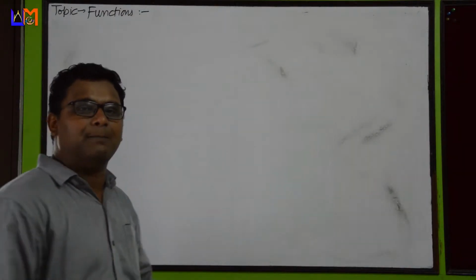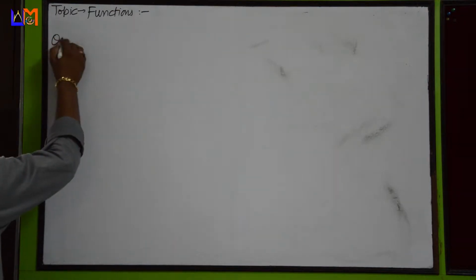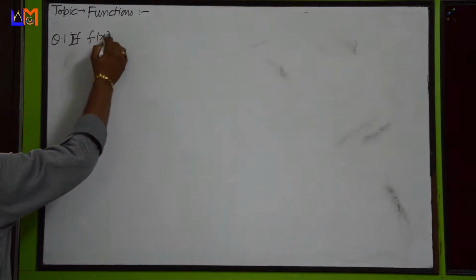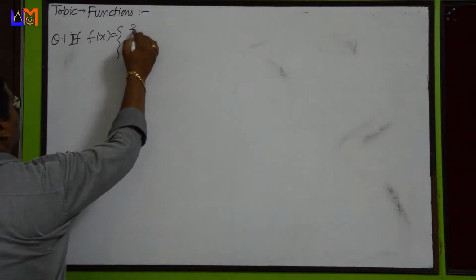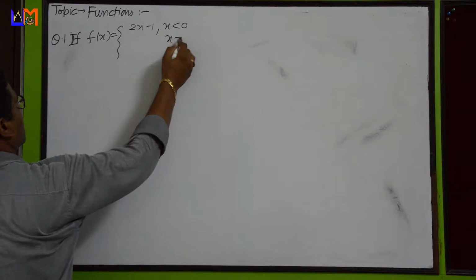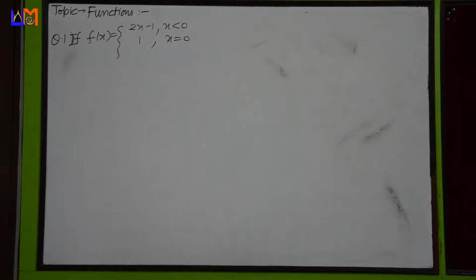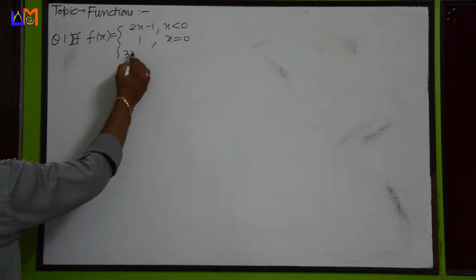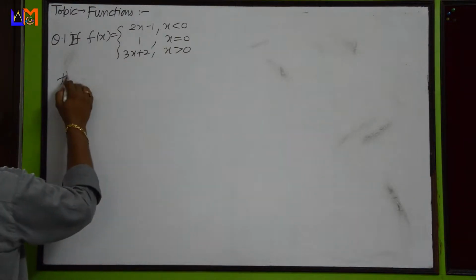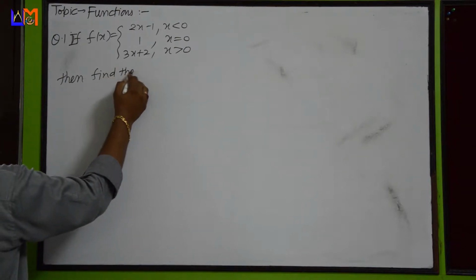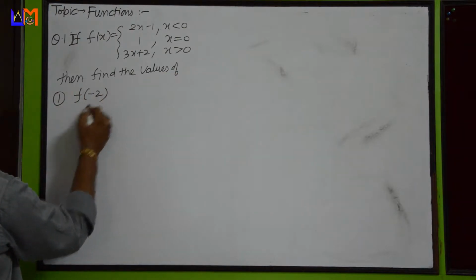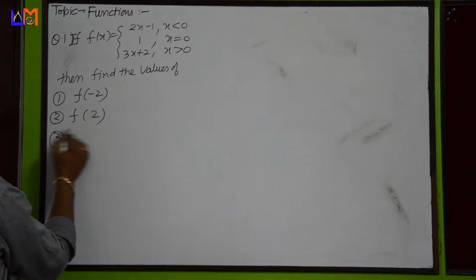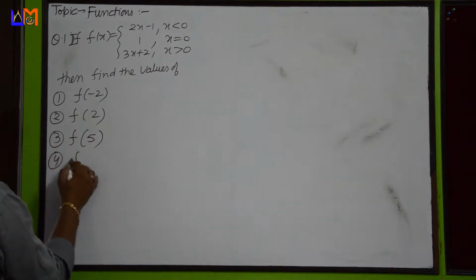Let's start with some examples on the questions of function. Question 1. If f(x) is 2x minus 1 when x is less than 0, 1 when x is equal to 0, and 3x plus 2 when x is greater than 0, then find the values of: first, f(-2); second, f(2); third, f(5); fourth, f(-5).